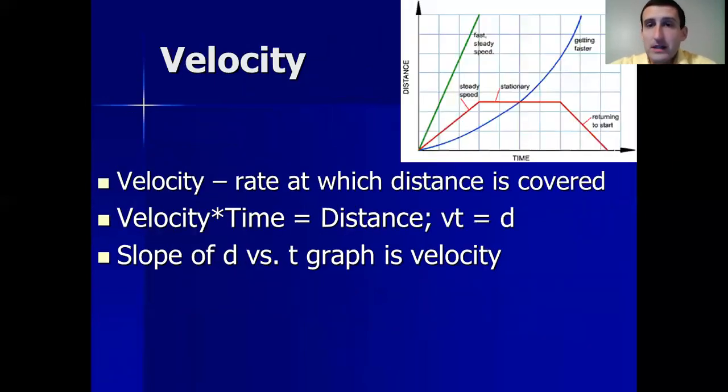Now, again, velocity is the rate at which we cover distance. And the simple mathematical relationship is Vt equals d. Or as we saw it written on the previous slide, distance divided by time equals velocity.